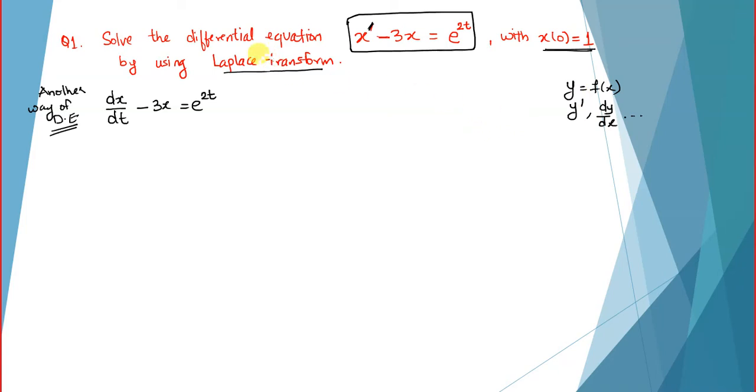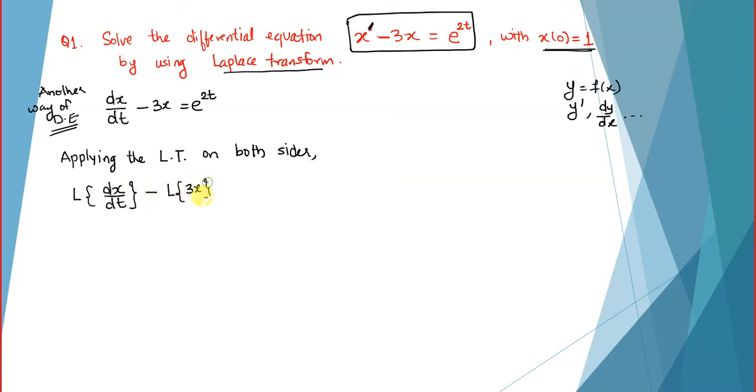Okay, so now when we are solving the differential equation by using Laplace transform, we have to start by applying the Laplace transform. I am going to use LT for Laplace transform on both sides. When we apply Laplace transform on both sides of the differential equation, we get Laplace of dx by dt minus Laplace of 3x is equal to Laplace of e power 2t.